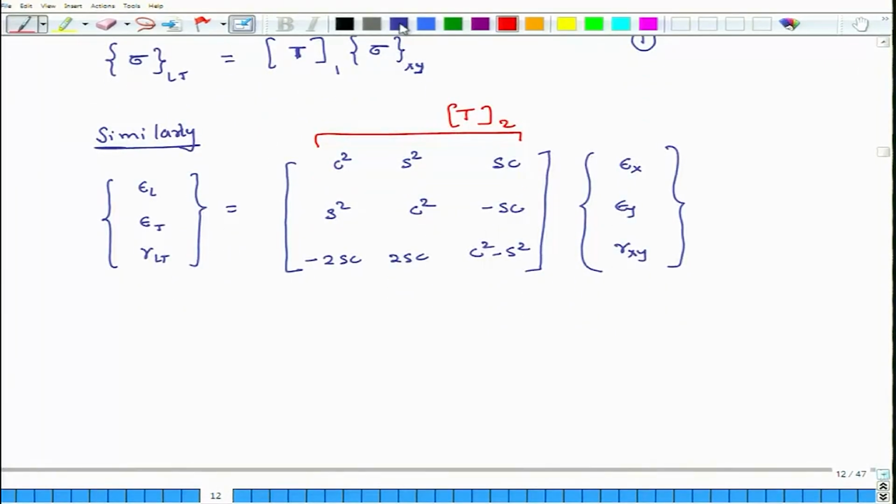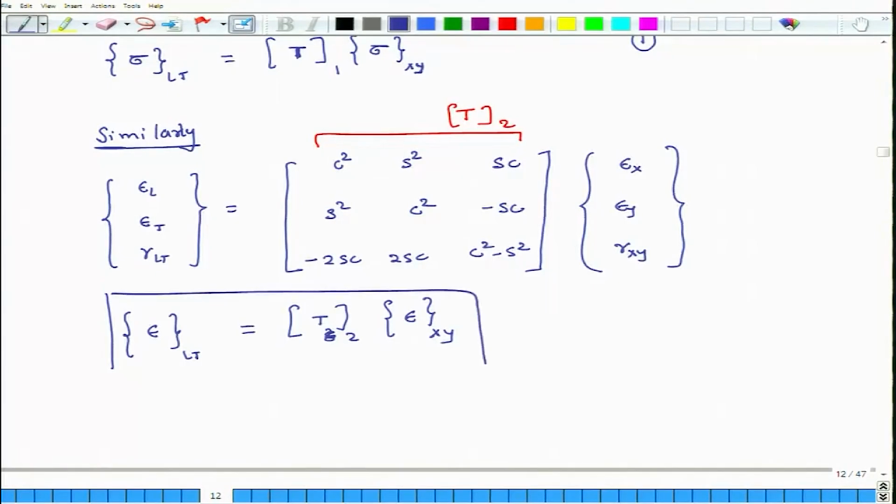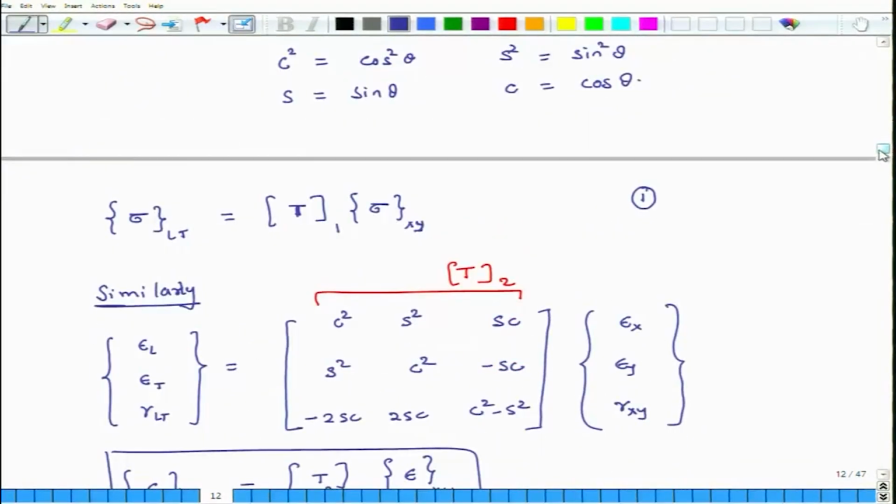So, in brief I can write this as strain measured with respect to LT coordinate system equals a transformation matrix which is T2, times strain vector measured with respect to XY coordinate system. So, this is one equation and this is the other equation.